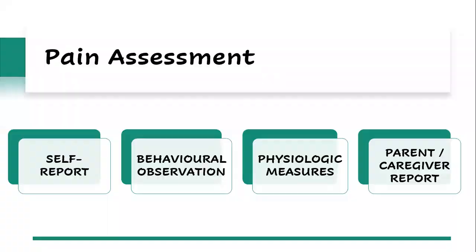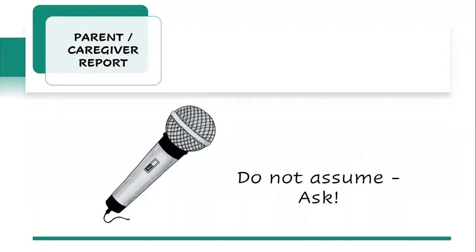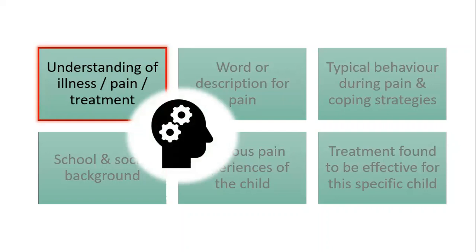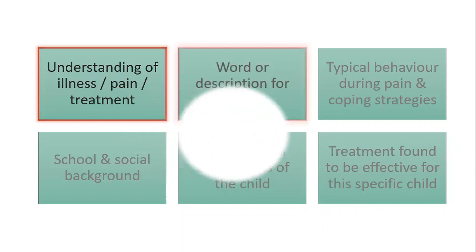And last but not least, talk to the parents. Parent or caregiver report is very important to help us get to know the child better. Never assume that you know how a child is going to respond. Always ask. First of all, ask the parents what the child knows about the illness, or has anyone explained the concept of pain to the child and what the treatment entails. What word does the child use for pain?